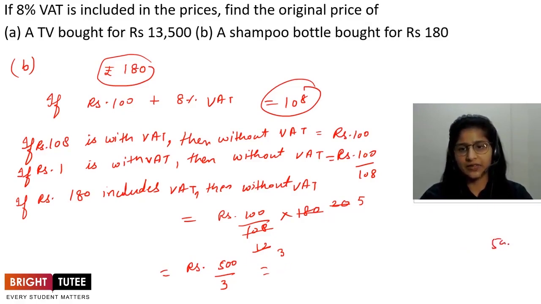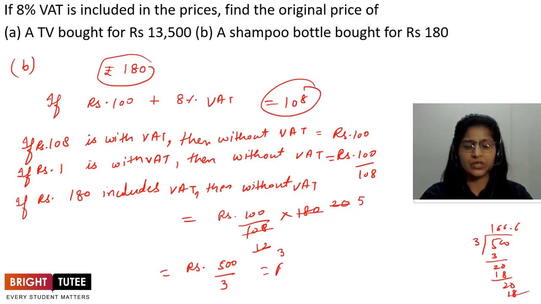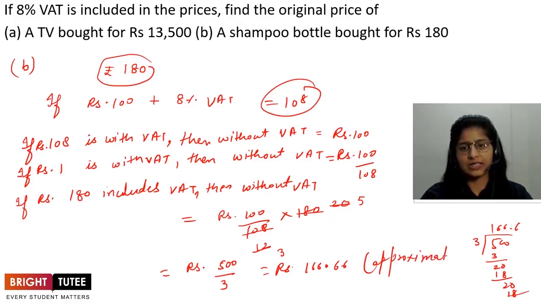Let's divide 500 with 3. So 3 ones are 3, then 2 is left, 3 6s are 18. Okay, 2 is left, 3 6s are 18, and again 2 is left, so 0.66 we will get. So we have rupees 166.66 approximately, right, because it will not end anywhere, so we will write it approximately. So this is the amount without the VAT.